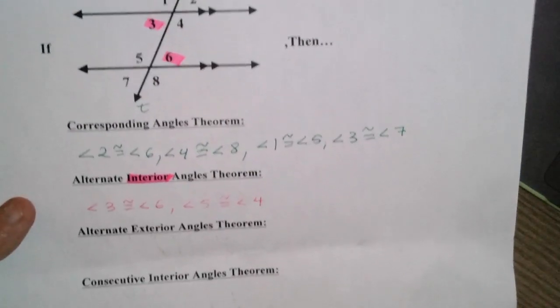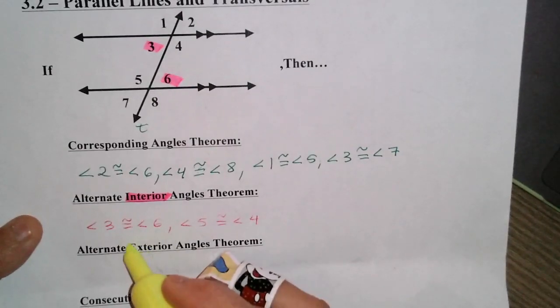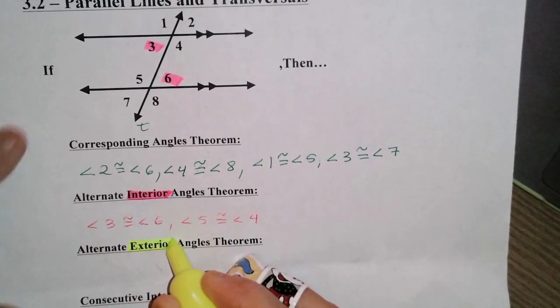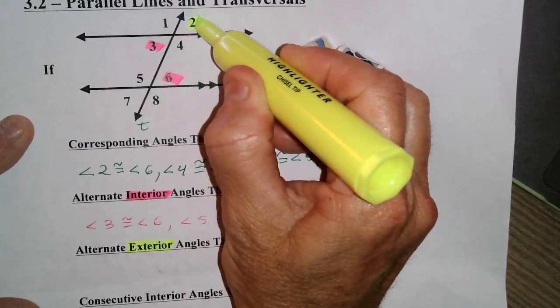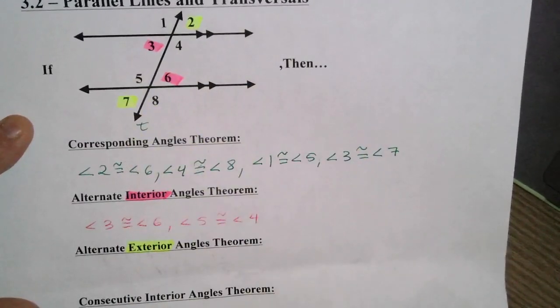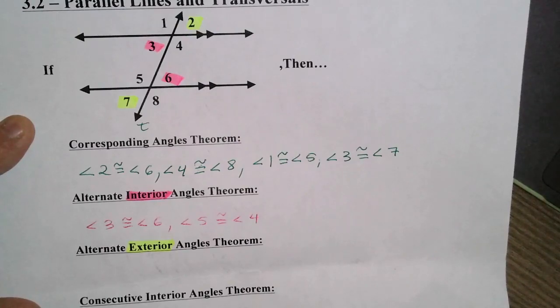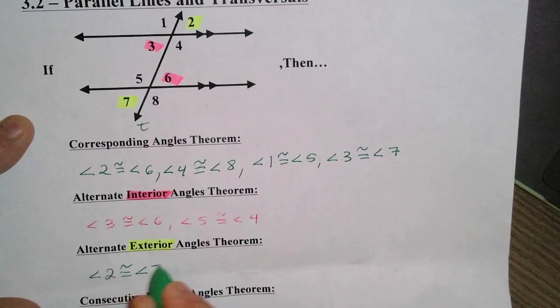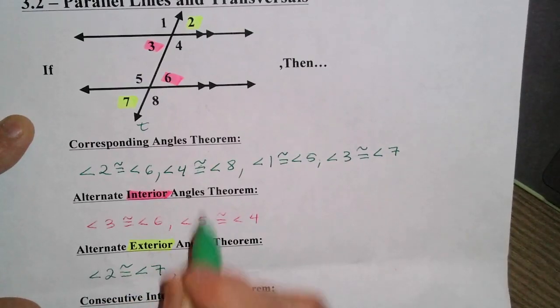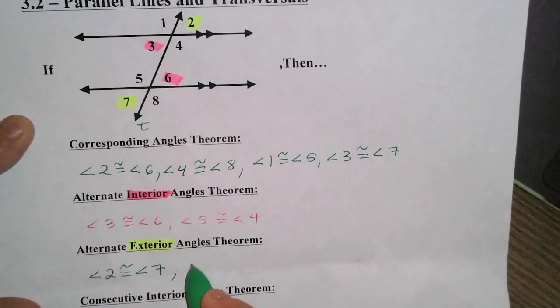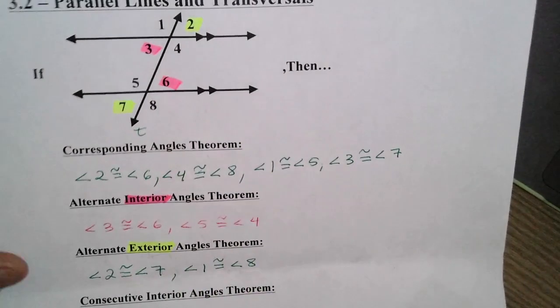Then we have alternate exterior angles. Alternate exterior means it's on the outside of the parallel lines, and on alternating sides of the transversal. So angle 2 and angle 7 are going to be congruent, and the other pair is angle 1 and angle 8. So angle 1 is congruent to angle 8.